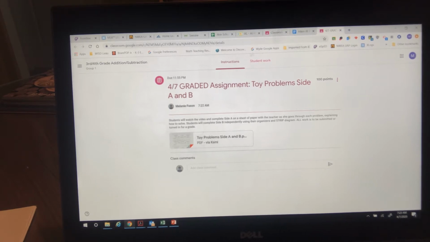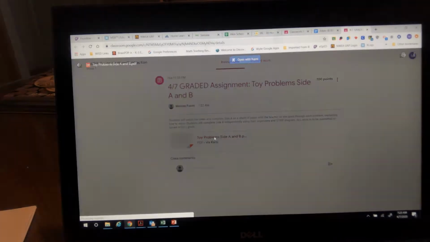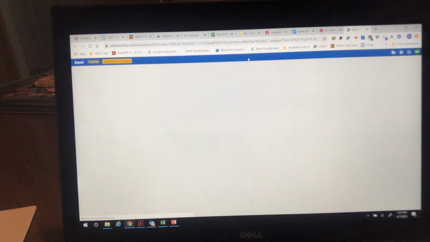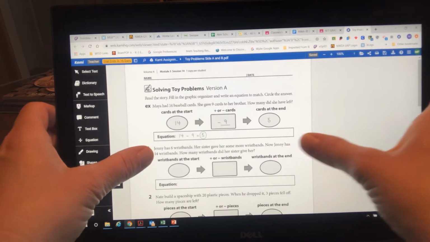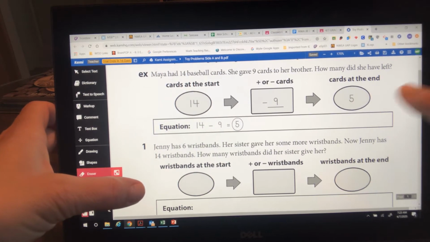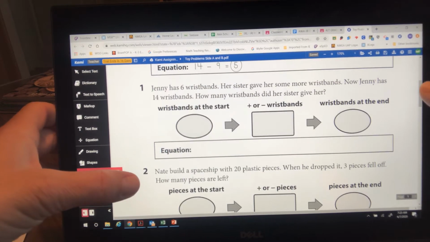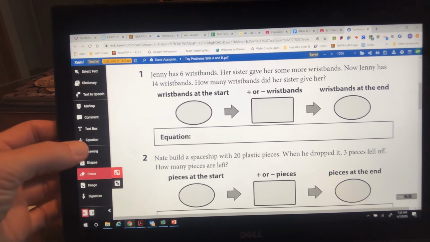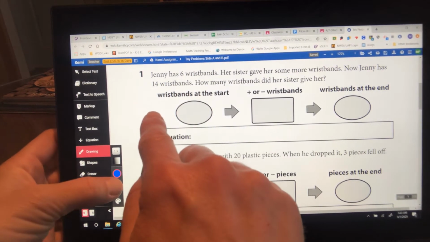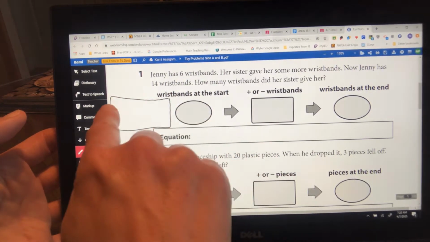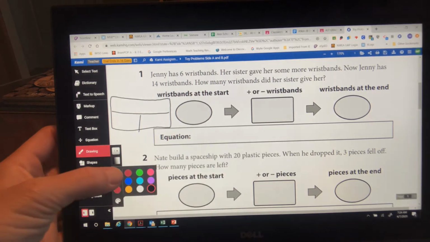So let's go ahead and open today's assignment. We're going to open it with Cami. And let's begin on side A. Again, see the side right here, I'm using this bar to go up and down. I'm going to use my drawing tools. Here we go. Problem 1. Let's get started.